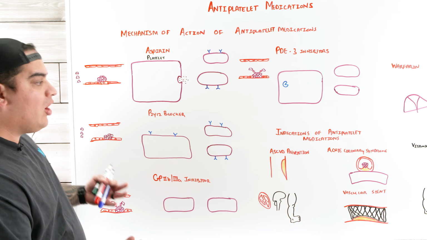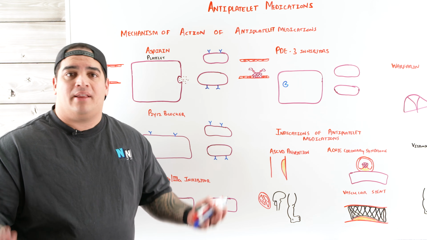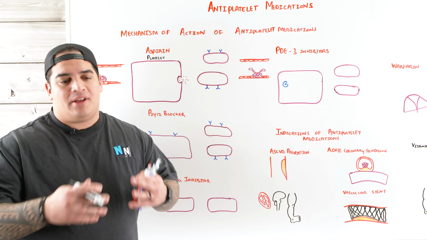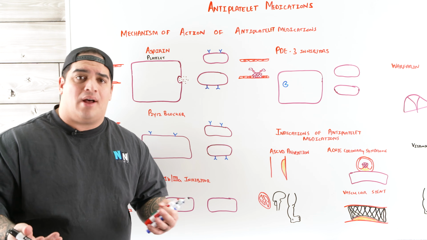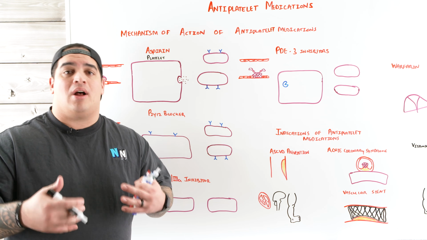All right, so let's start this off talking about antiplatelet medications. Big thing to remember, antiplatelets are really good at inhibiting platelet aggregation. That's their primary goal, which basically prevents the clot from getting bigger. They don't break down a clot. They just help to prevent clots as well as prevent the clots from getting bigger.